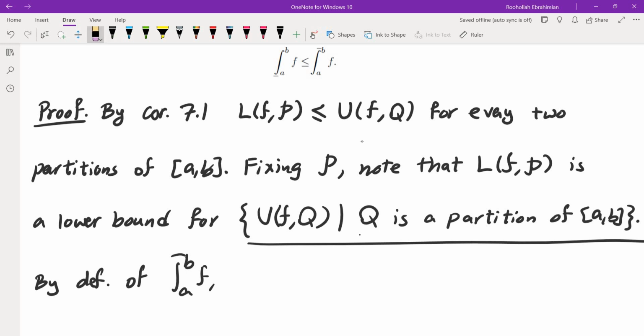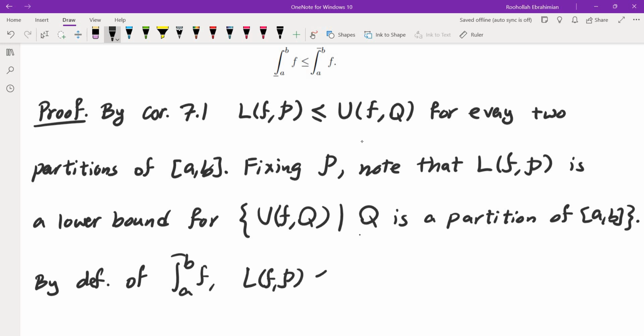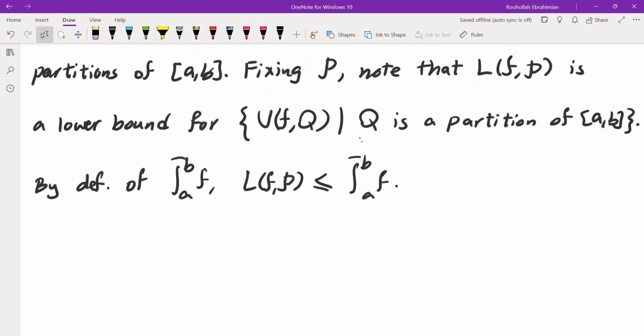Lower sum is a lower bound. So which one is larger, lower sum or infimum? Infimum is larger. So by definition of this, lower sum of f is less than or equal to the infimum, because lower sum is a lower bound and upper integral is the infimum. Infimum is always the largest lower bound. Okay, this holds for every partition.